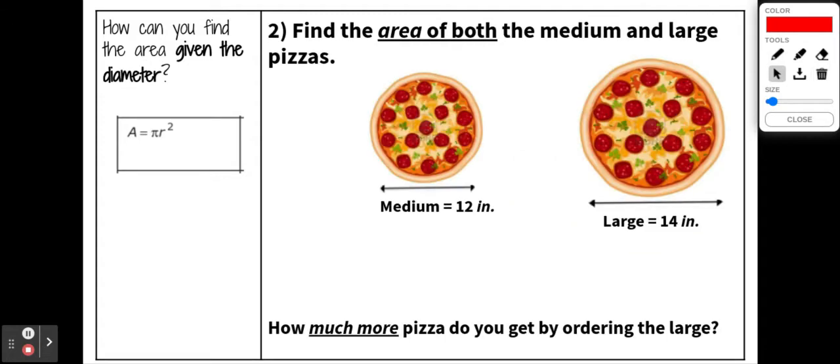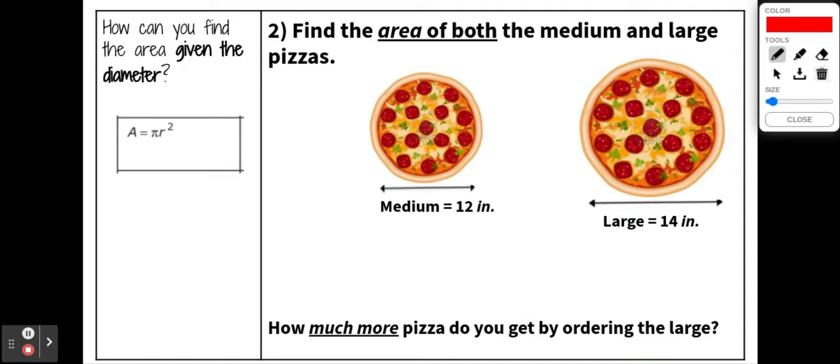All right, let's try number 2. Pizza. Hope you're not too hungry. Let's see what we're asked to do here. Find the area of both the medium and the large pizzas. And then we're going to be asked a question at the very end: how much more pizza do you get by ordering the large?